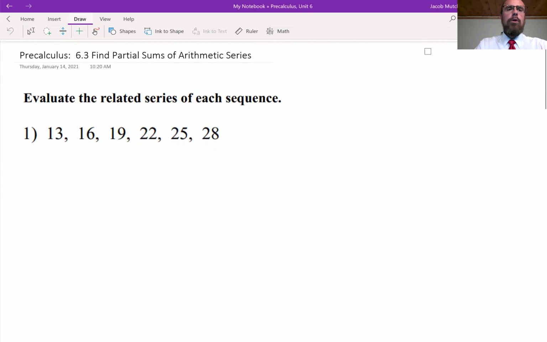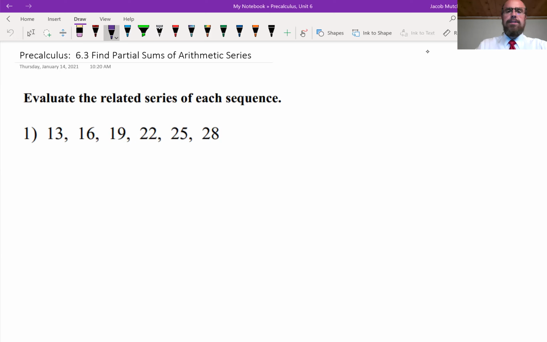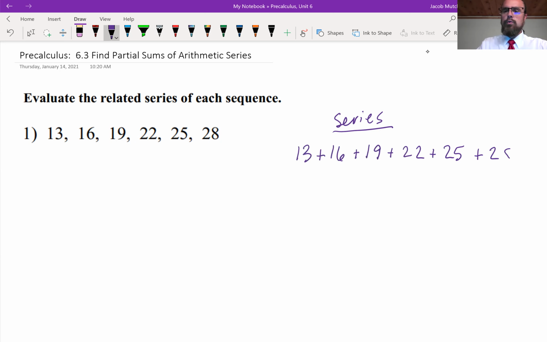The first thing I want to do is rewrite this as a series. And that really is down to replacing the commas with addition. Remember, a series is a list of values that are added together. And to evaluate a series that's short, like this one that only has 6 terms, I can probably just add these numbers together. A good way to do that is to pair them up.